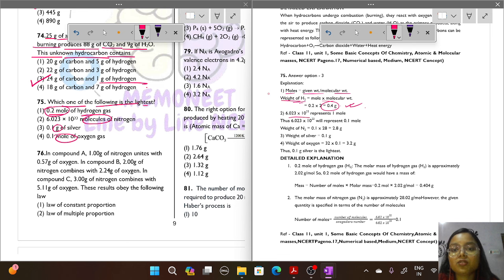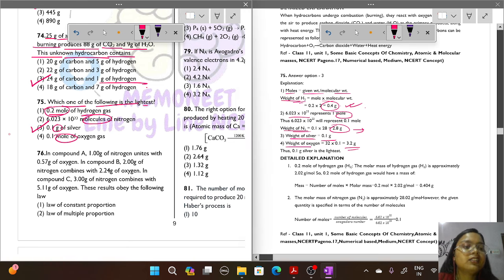And now 6.022 × 10^23 will represent 1 mole, which means that the weight of N2 will be 2.8 gram. Now the weight of silver is already given in gram, which is 0.1, and the weight of oxygen is 3.2 gram. Okay, so which is the lightest here? It is silver only. Silver only is the lightest here. So the third option will be the correct option.